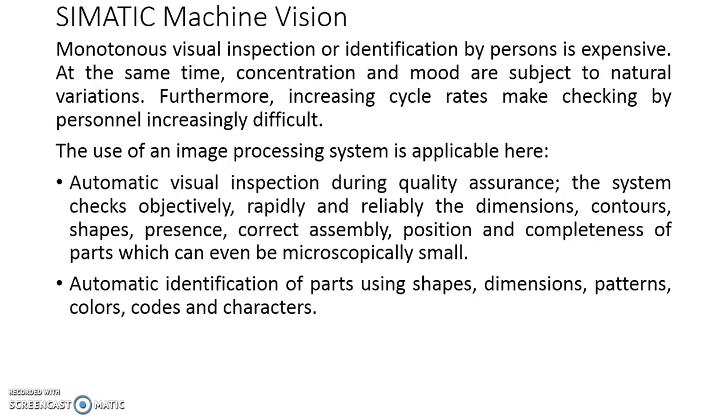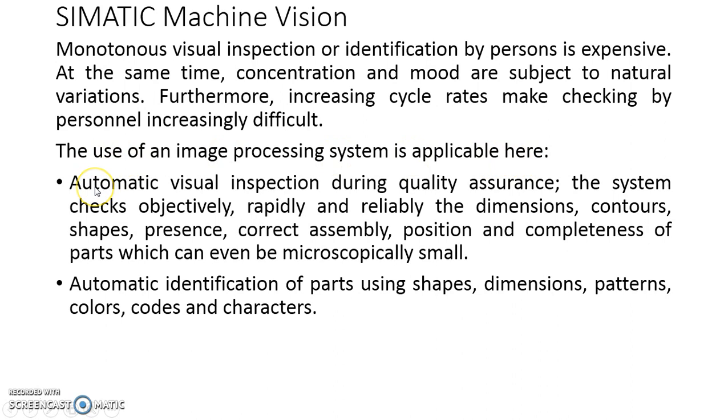In this category, monotonous visual inspection or identification by a person is normally expensive. At the same time, concentration and mood are subject to natural variations. Furthermore, increasing cycle rates make checking by personnel increasingly difficult. So the use of an image processing system is applicable here.